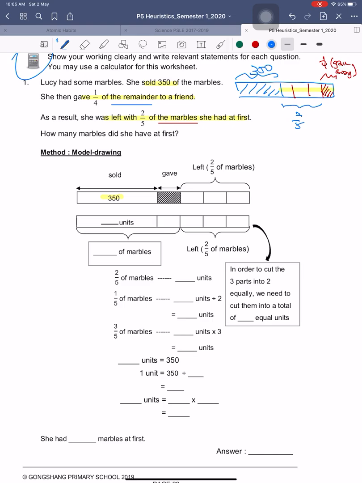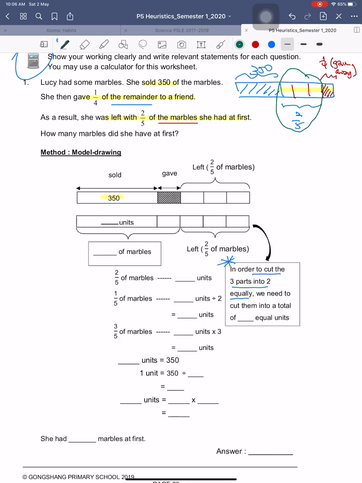So let's go back to the question right now, and focus on this part, the one that I put in red. Now we know that she was left with 2/5. The challenge is how we are going to cut these 3 parts into 2 parts equally. What do I mean by this? Let me show you using another color. Let's look at this part here that I've just circled. There are 3 parts, but how do you cut these 3 into 2?